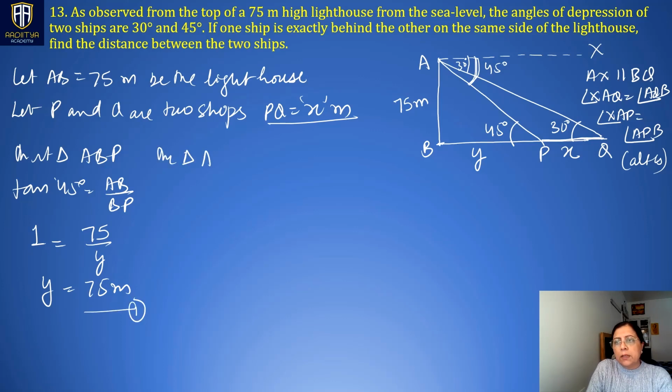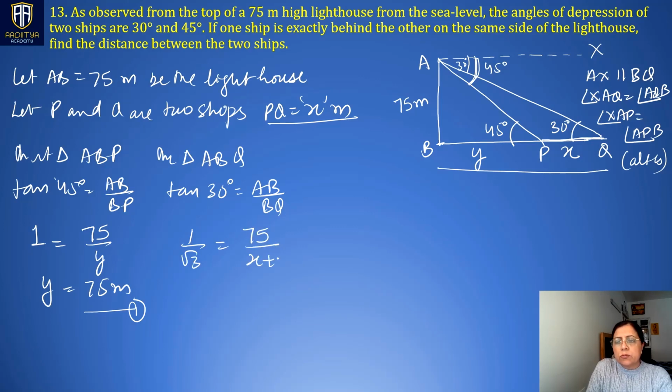In triangle ABQ, tan 30 degree is AB upon whole BQ. This is the base of the bigger triangle BQ. Tan 30 is 1 upon root 3, AB is 75, X plus Y is the base. So by cross multiplication, X plus Y is 75 root 3. Right? This is equation 2.